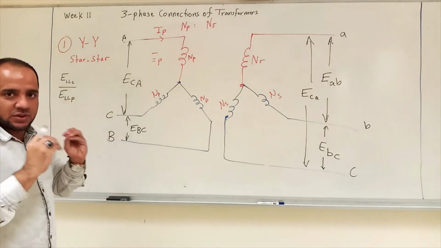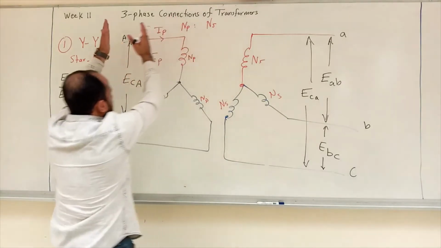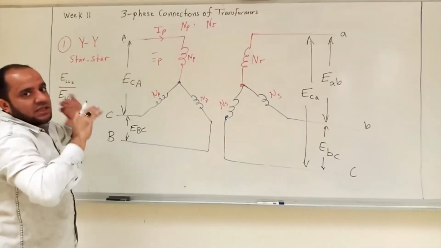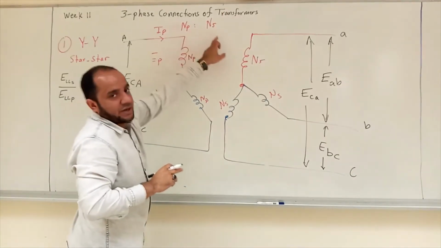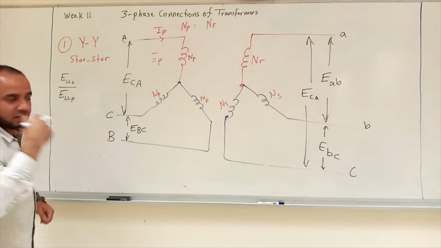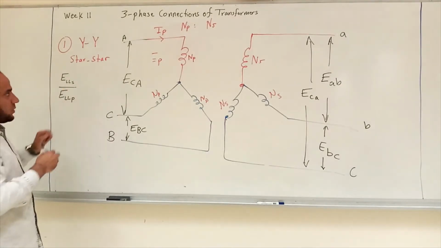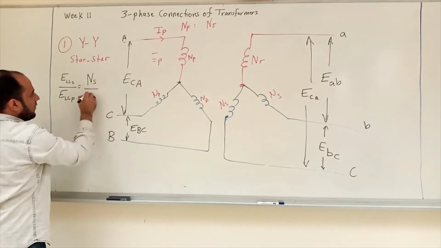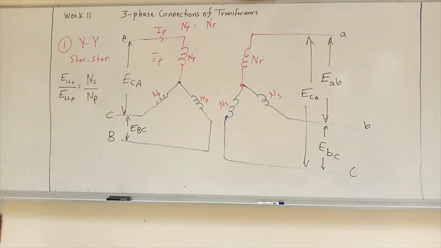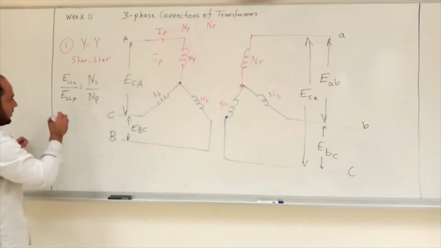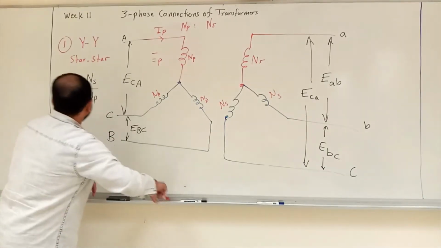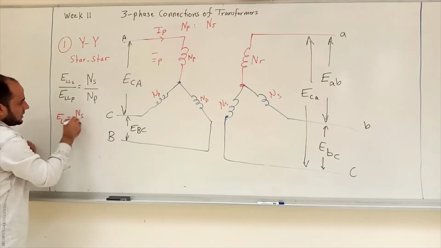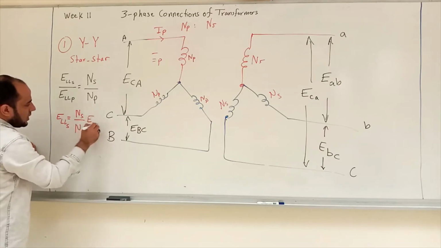Now, let's focus on the RMS values and the amplitude, the magnitude here. What is the relation between this voltage in the primary side and this voltage in the secondary side? In Y to Y connection, easy. The simple relation between them is coming from the Thevenin's ratio. So let's bring our equations from single phase transformers. E line to line secondary over E line to line primary is equal to number of turns in secondary over number of turns in primary. So E line to line secondary is NS over NP times E line to line primary.